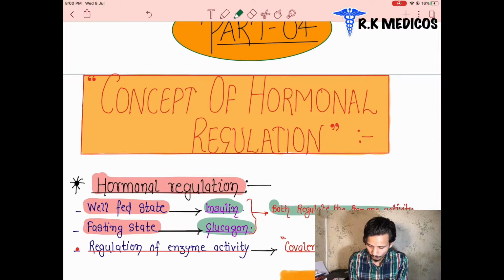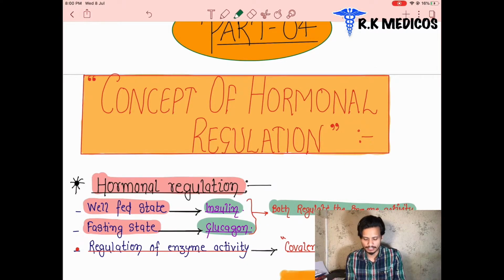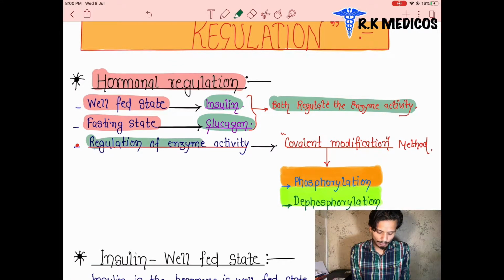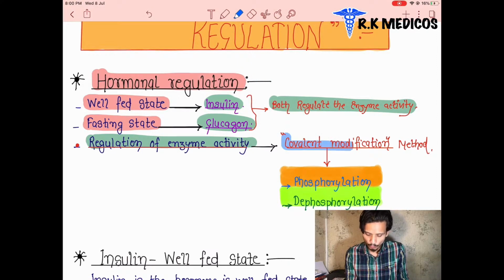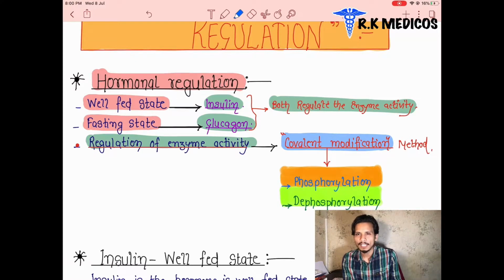Both regulate enzyme activity, acting in the well-fed and fasting states. Next, the regulation of enzyme activity occurs by a special term, and it is the most important term here: covalent modification. It is the modification of our enzyme activity through covalent bond formation. This covalent modification is done in two ways, phosphorylation and dephosphorylation, and we know phosphorylation and dephosphorylation are performed by insulin and glucagon.